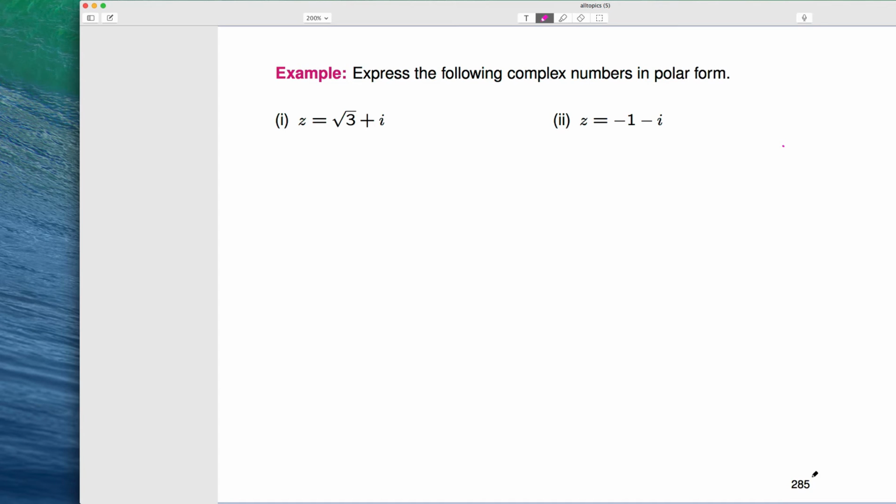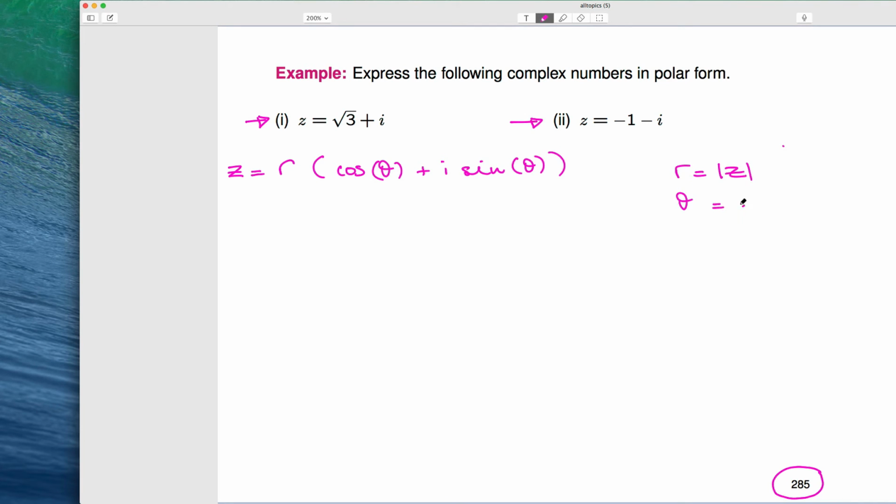The next gap that I'm going to fill in for you is on slide 285. We did this one on the video already, and so I'm just going to do this example for you. And what we want to do is write the complex number z as a polar form complex number. So it's r times cos theta plus i sine theta, where r is equal to mod z and theta is the argument of z.